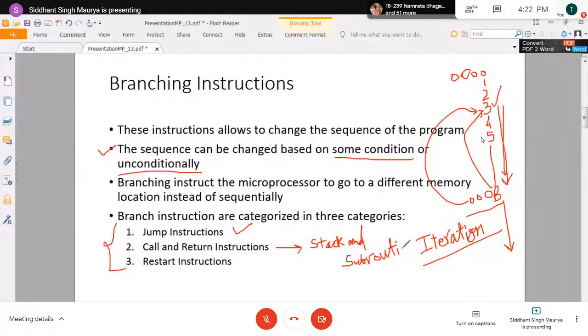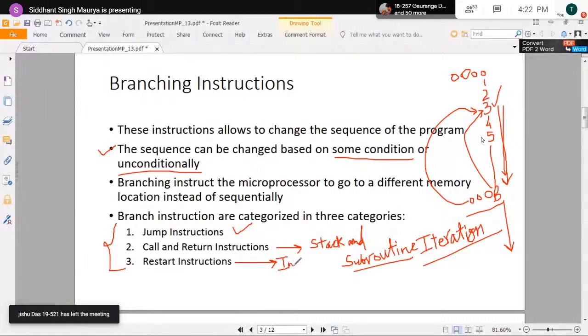This is the subroutine. And the last one is the restart instruction. We have to deal with this when we study interrupts, because these restart instructions are related with interrupts. Again, they can be external or internal.